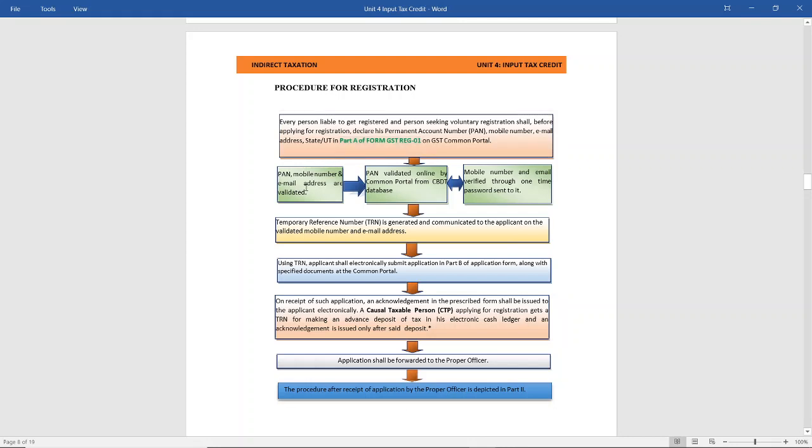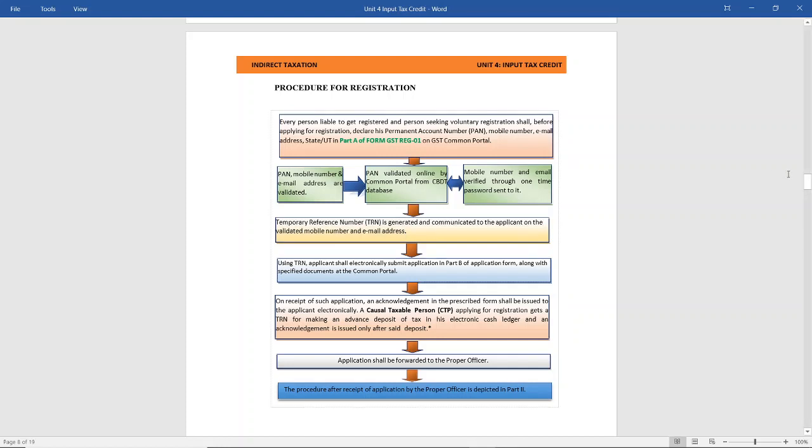his PAN number, mobile number and email address will get validated. Obviously the PAN number will get validated through the CBDT, that is the Central Board of Direct Taxes database, and the mobile number and email will be verified by sending an OTP, a one-time password. Once the PAN, mobile number and email address are verified, the TRN is generated. TRN is the temporary reference number. It is generated and communicated to the applicant through the respective mobile number and email address.